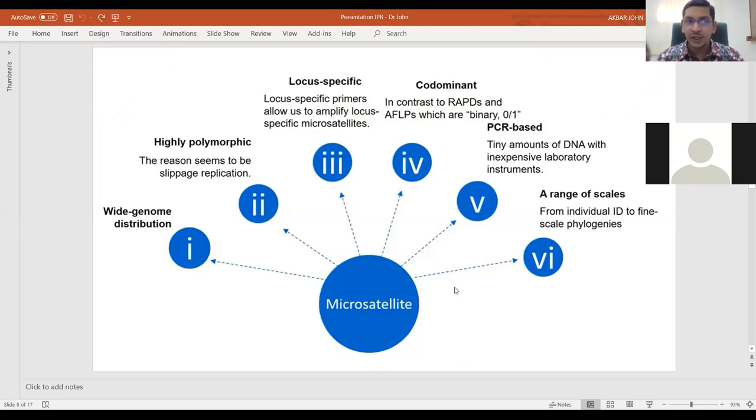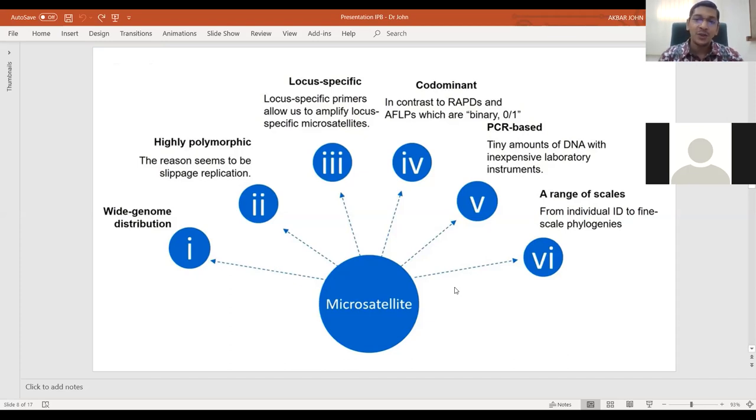We can target the wide genome distribution. Of course, it's distributed all over the genome, so easy to target, and a highly polymorphic region. When it is a polymorphic region, we can use it for population studies. But if it is a conserved region, we can use it for the identification of the species itself. And it is locus specific, and compared to AFLP, it is much cheaper. And of course, it's PCR based.